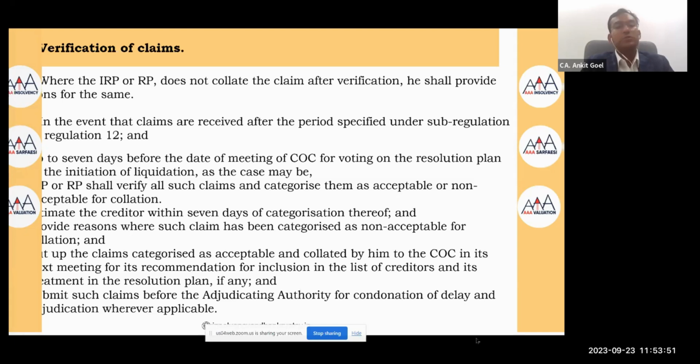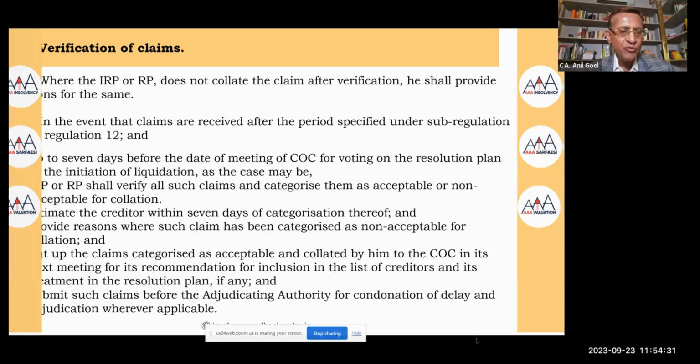So by the time the RP is supposed to prepare the IM, he's supposed to include all the claims, even if those claims have not been accepted by him due to late filing of the claims. So the objective is, I guess, to minimize the adjudication on the late filing of claims by the adjudicating authority. And the adjudicating authority can then only process one application where the RP has himself summarized the reasons mentioned by the claimants as the reason for late filing of claim. And based on that, NCLT can take a decision which ones to allow, which ones not to allow.